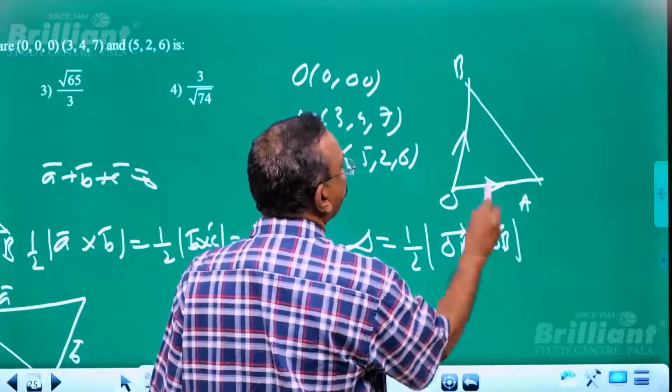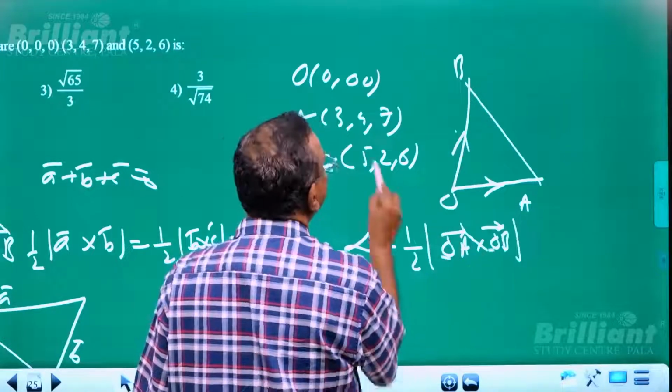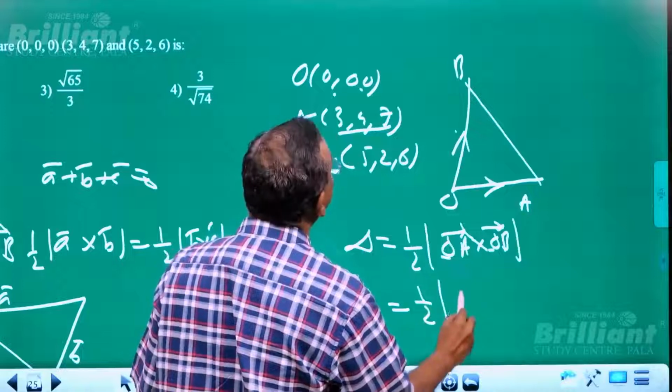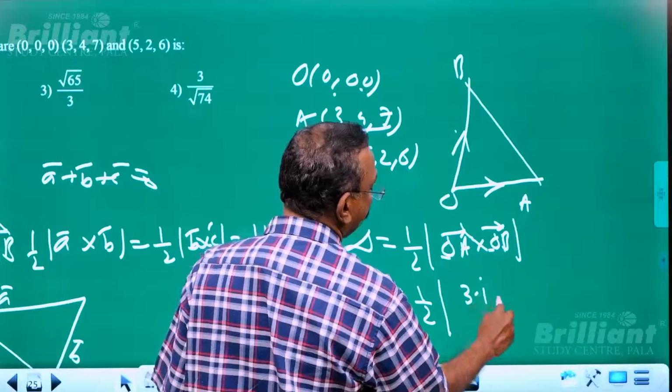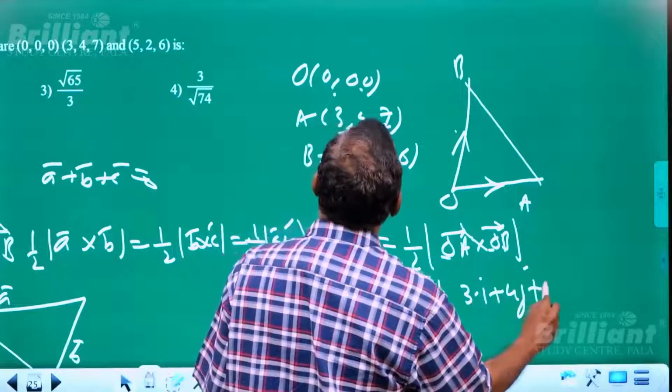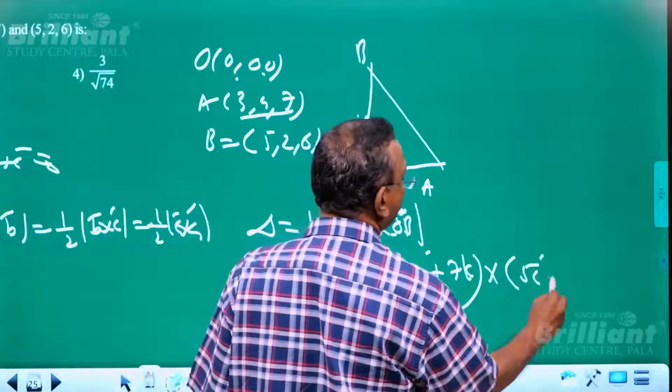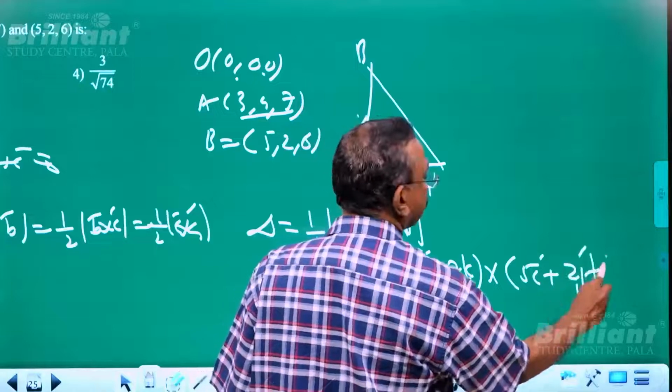These are two sides of the triangle. You know vector OA and vector OB with respect to 0, then directly it is equal to 1 by 2 into (3i plus 4j plus 7k) cross (5i plus 2j plus 6k).